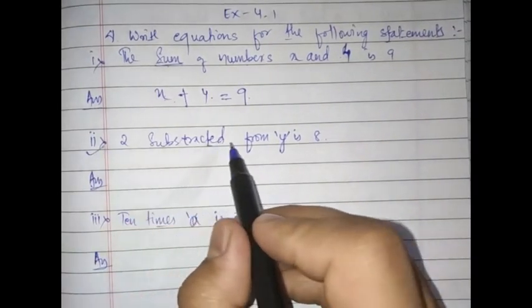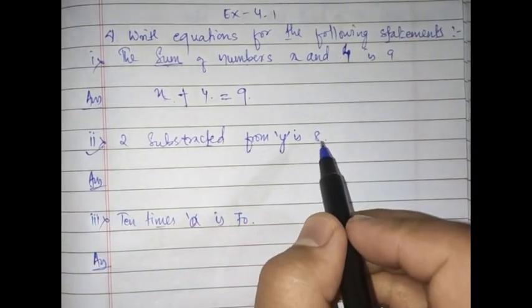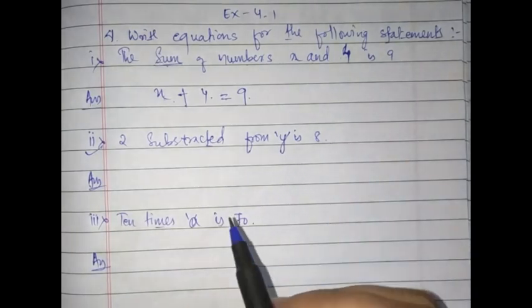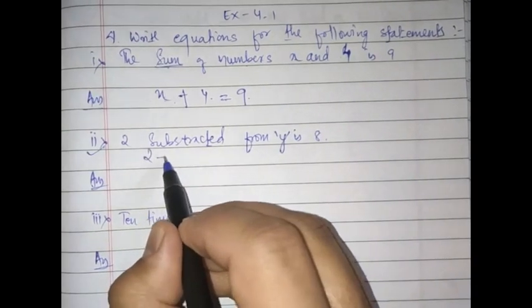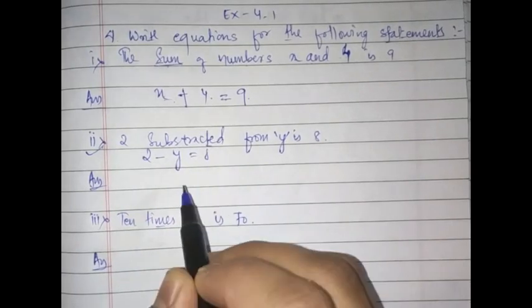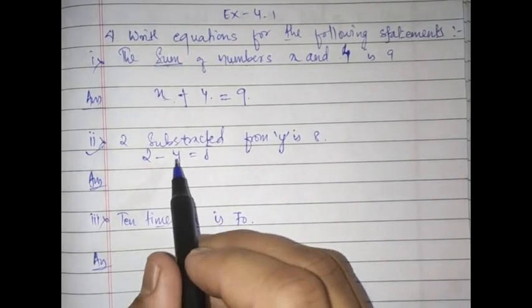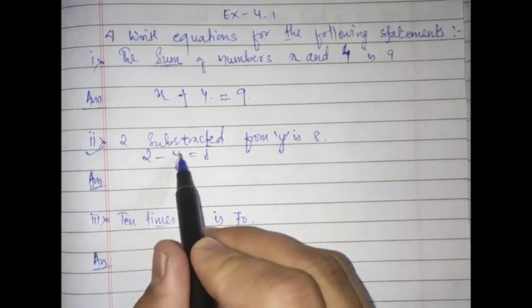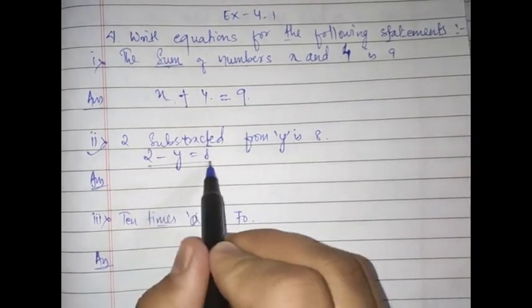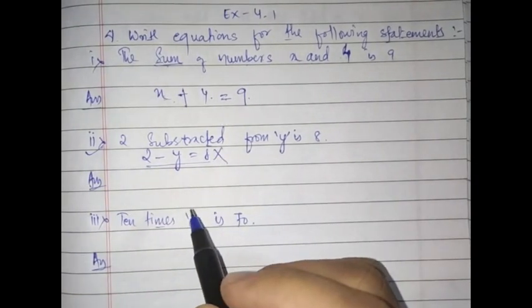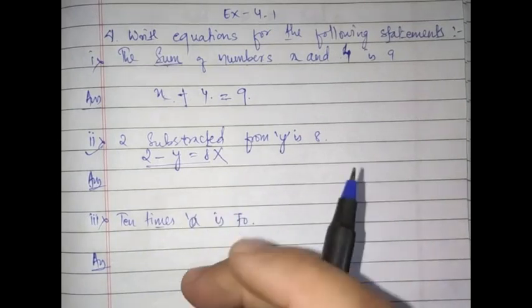2 subtracted from y is 8. Many of the students make this mistake here. They write 2 minus y is equal to 8. No. 2 minus y is not equal to 8. This is not the form. This is incorrect. Many of the students make this mistake. Please students, do not do that. Okay, you have to understand.